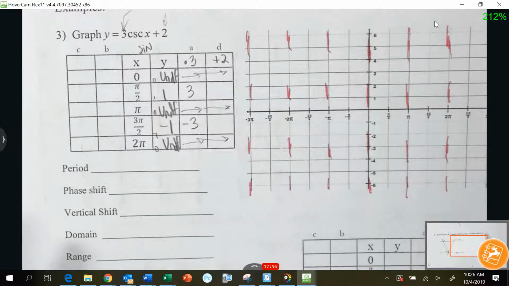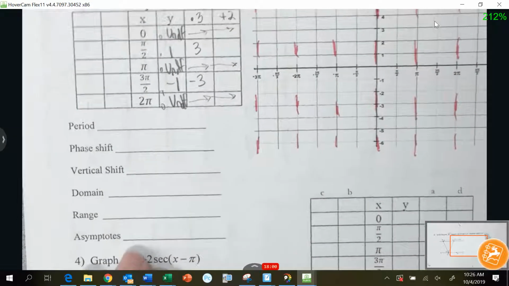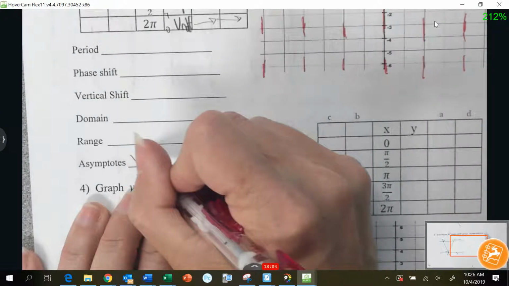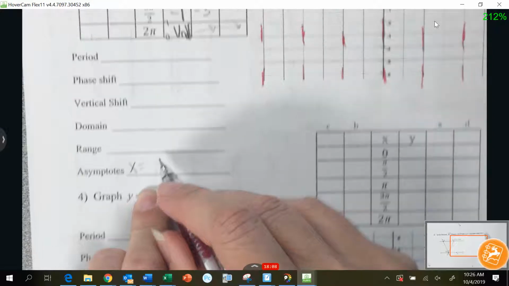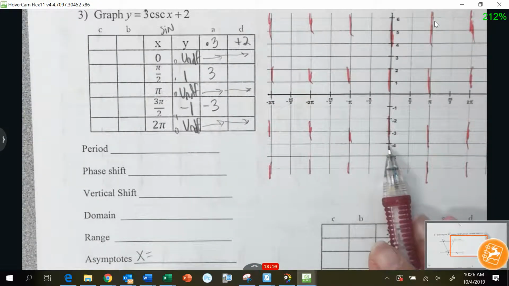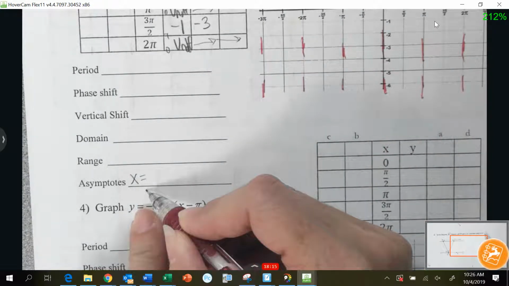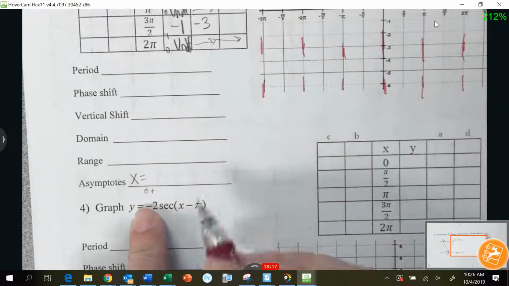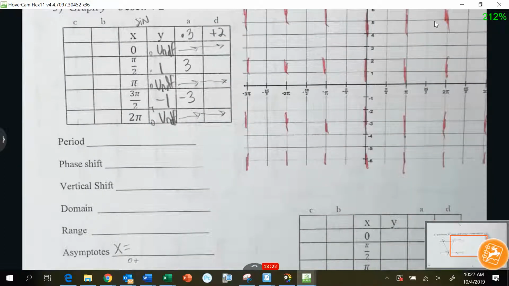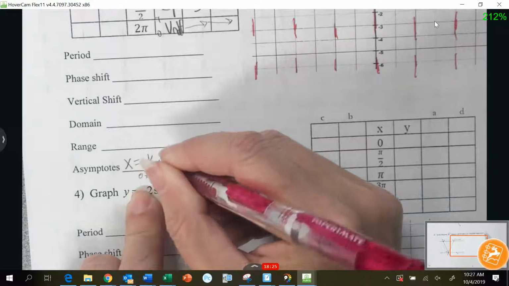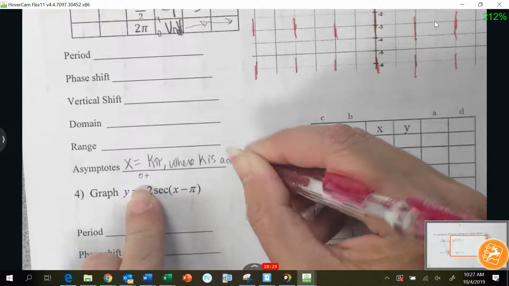So let's go down and fill out the blank that says asymptotes while let's freshen our mind right now. Asymptotes. X equals the smallest one that's not negative. Where is our first asymptote that's not negative? It's at 0. I'm not going to write it because it's at 0, but I'm doing 0 plus. And then what am I adding each time to get the next? Pi. So I'll say k pi. And then I need to add where k is an integer.